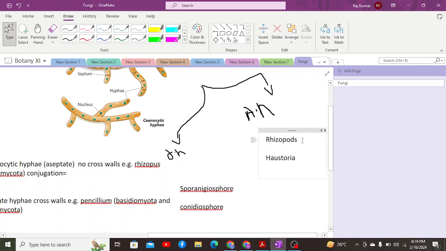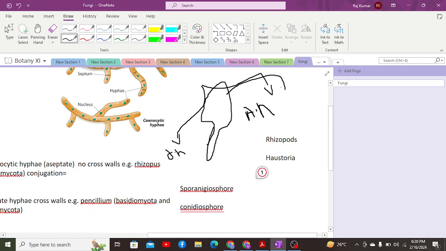Rhizopods are found in absorptive mode of nutrition, but haustoria is also found in absorptive mode of nutrition, but in parasitic mode of nutrition. Moreover, the sporangiospore is an asexual reproductive structure, a modified, erectly growing hyphae, which contains, at the tip of it, a sac-like structure known as sporangia, and that sporangia is a site of production of spores.